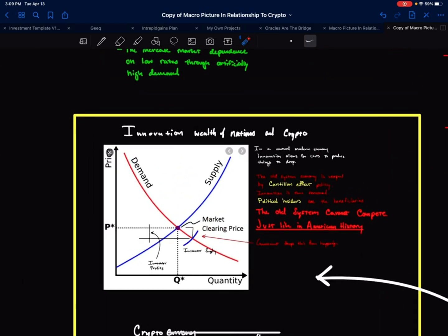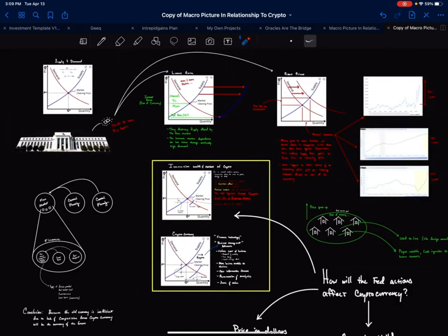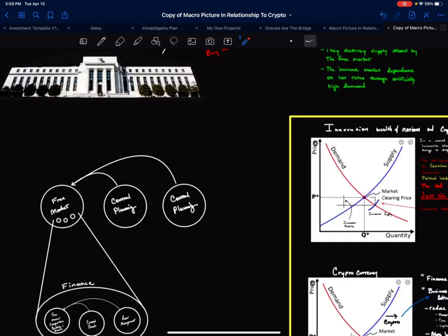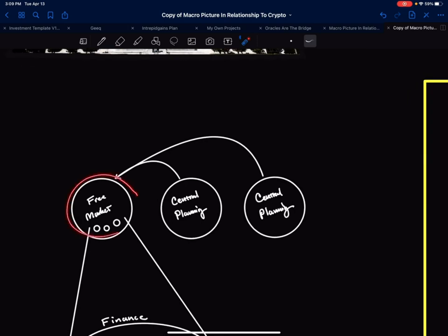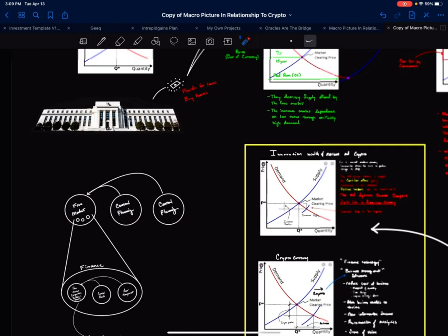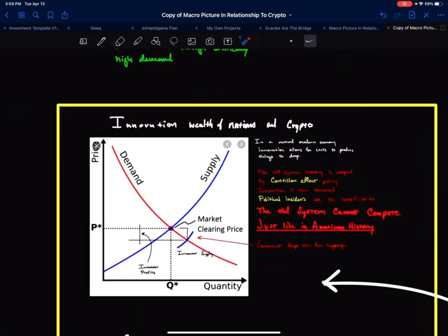All right, but here's another way to think about cryptocurrency and why this artificial system cannot compete with a system that has competition, right? So if you think about nation states, you have free market nation states versus centralized planning nation states. And to explain why a free market nation state always comes out ahead, even if it doesn't have as much resources, the reason free markets always win, here's why.